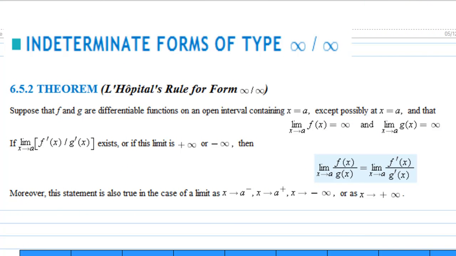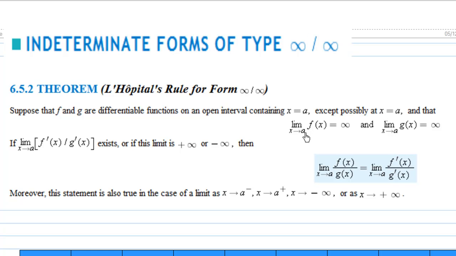This video recording will explain how to apply L'Hopital's rule to the indeterminate form of the type infinity over infinity. Suppose the functions f and g are differentiable on an open interval containing the point x equal to a, except possibly at x equal to a.